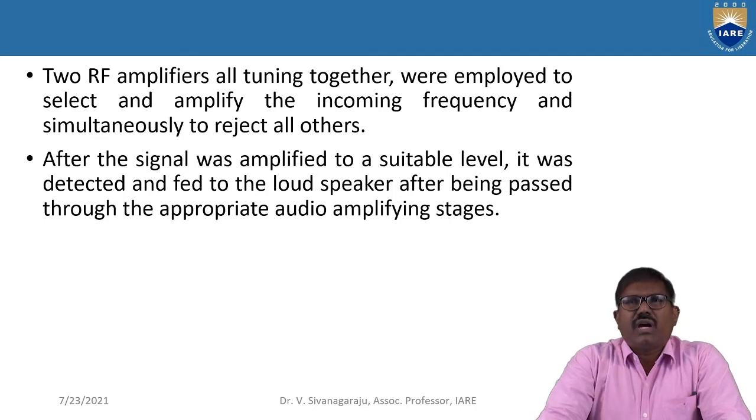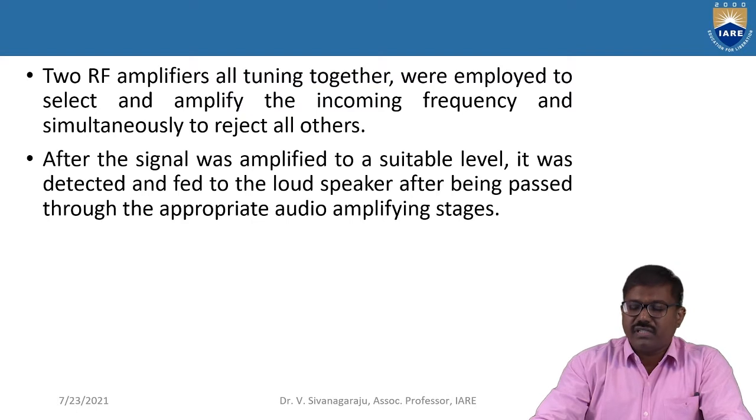So here we're having two RF amplifiers all tuning together. They are employed to select and amplify the incoming frequency and simultaneously to reject all others. After the signal was amplified to a suitable level, it was detected and fed to the loudspeaker after being passed to the appropriate audio amplifying stages. Okay, so this is the function of this TRF receiver.